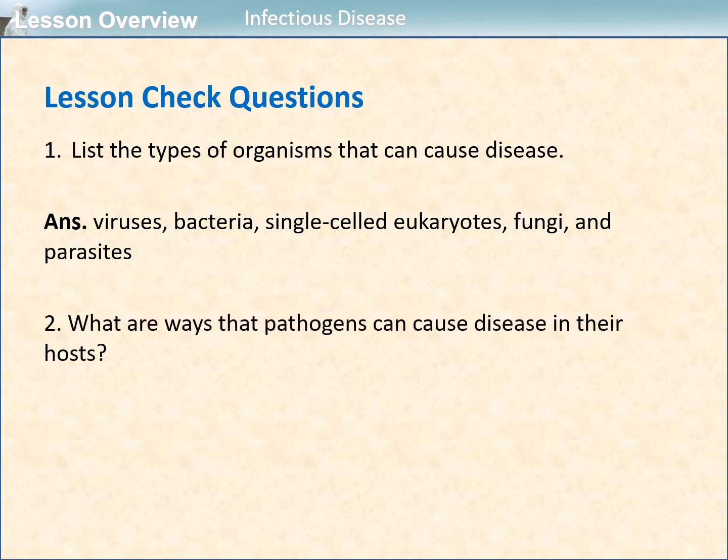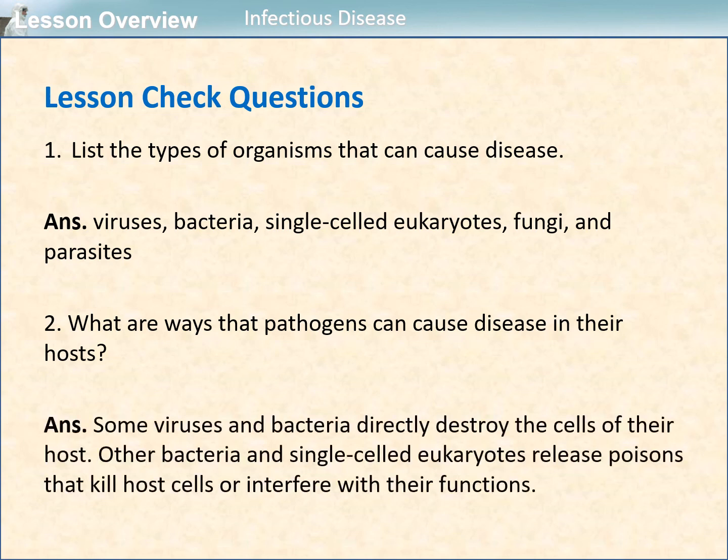Question number 2. What are the ways that pathogens can cause disease in their hosts? So again, try to think of your answer. Great. Some viruses and bacteria directly destroy the cells of their host. Other bacteria and single-cell eukaryotes release poisons that kill hosts or interfere with their functions.